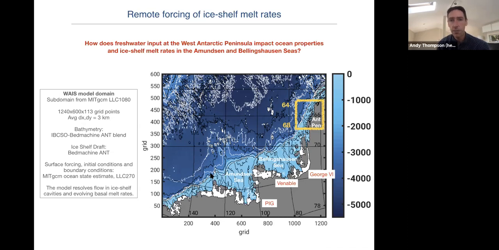It is somewhat related to work that is being led by a postdoc in my group at the moment, Earl Wilson, who has been doing some more idealized work on interactions between the ACC, subpolar gyres, and the continental shelf and slope. All right, thanks.